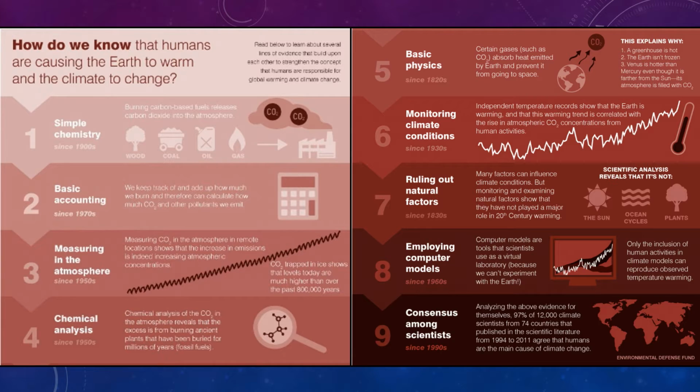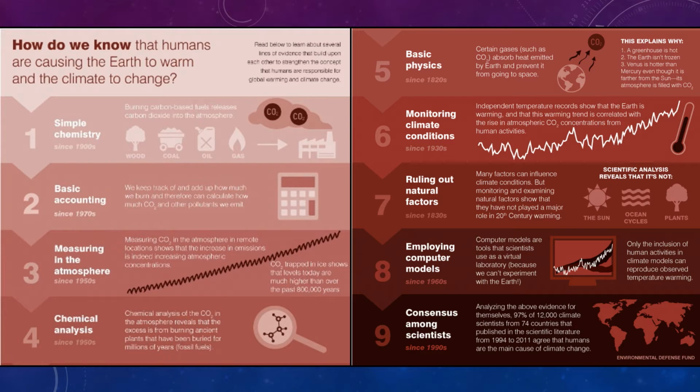How do we know that humans are causing the Earth to warm and the climate to change? First off, simple chemistry. Burning carbon-based fuels releases carbon dioxide into the atmosphere. Number 2, basic accounting. We keep track of and add up how much we burn, and therefore we can calculate how much CO2 and other pollutants we emit. Number 3, measuring in the atmosphere. Measuring CO2 in the atmosphere in remote locations shows that the increasing emissions is indeed increasing atmospheric concentrations. CO2 trapped in ice shows that levels today are much higher than over the past 800,000 years at least.